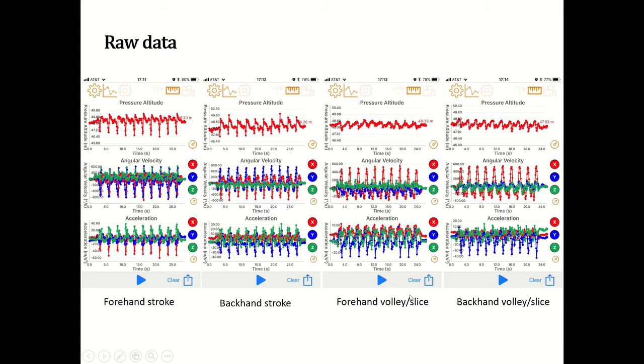It's a little harder to distinguish forehand and backhand volley slice data because the swing of the racket is smaller, but we can still see the difference here. For angular velocity, we still have peaks in negative y direction for forehand volley slice, while for backhand volley slice, we have peaks in positive y direction. For acceleration data, we always have a double peak in backhand volley slice.